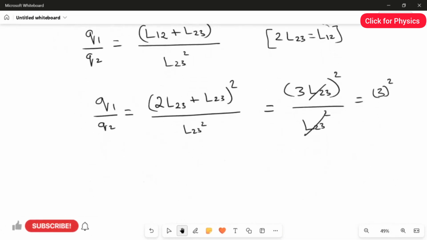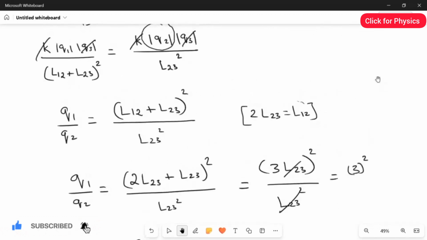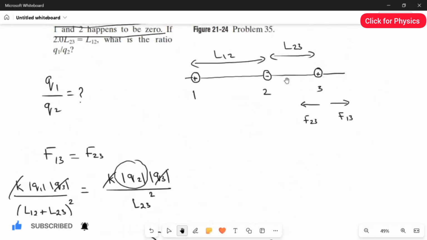So what you have on the right hand side now, the remaining term is only 3 squared. So the answer here is Q1 over Q2 which is equal to 3 squared, which is 9. But we have to give the sign. Why? Because sign matters, right? So here, if you see the diagram, Q1 and Q2 must be of opposite nature. Am I right? So you can go back to the diagram. Q1 and Q2 must be opposite.